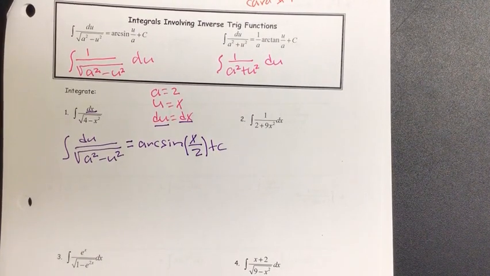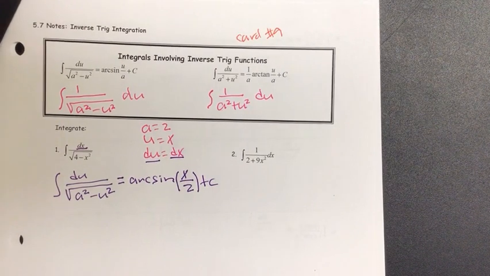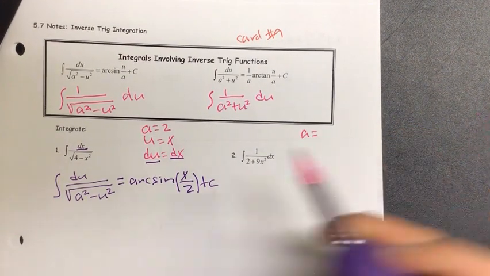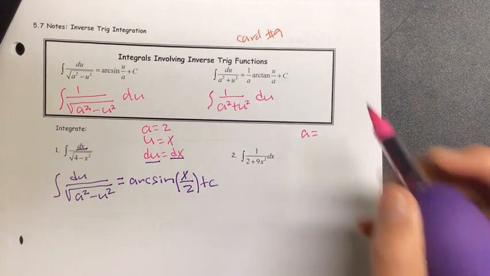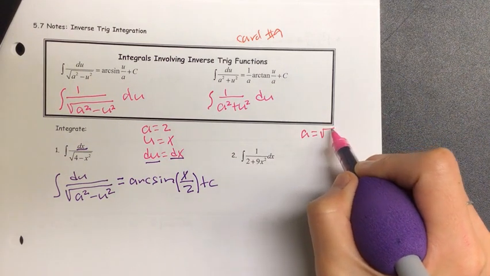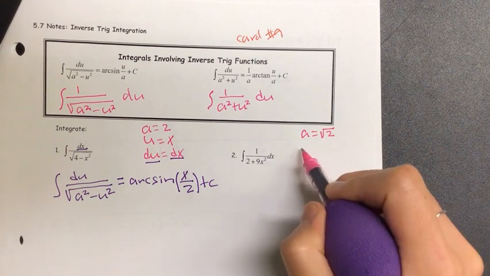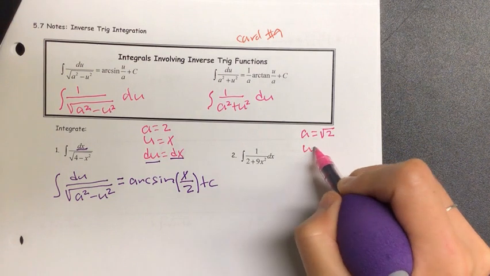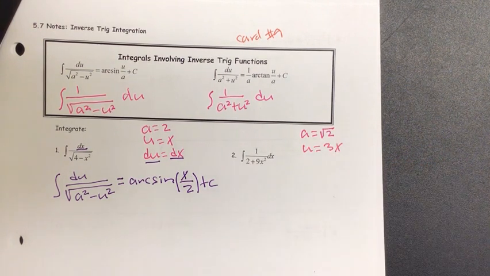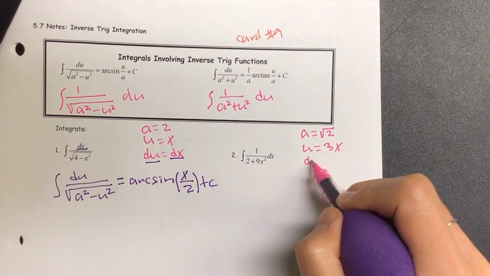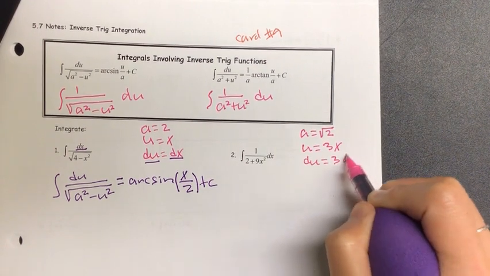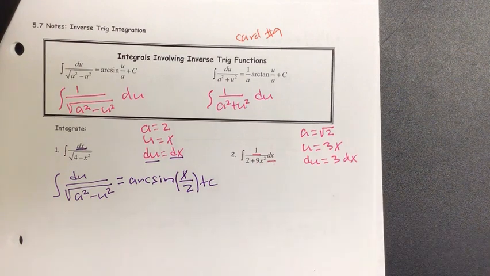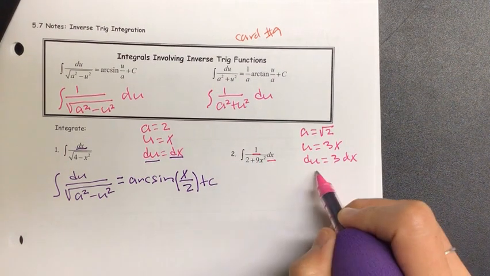Okay. All right. So on the next piece, let's write out what a is equal to. So if I know a squared is equal to 2, what is a alone? Square root of 2. And if I know u squared is equal to 9x squared, then u alone must be 3x. And when I derive, I get du is equal to 3dx. And when I compare, do I have a 3 along with the dx from the original problem? So I'm going to move it over.